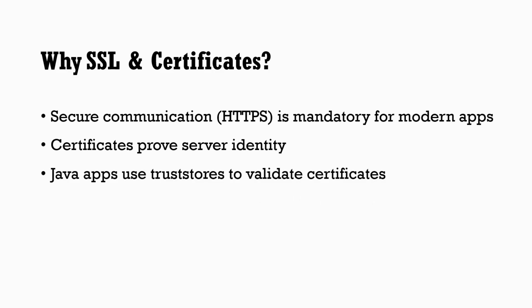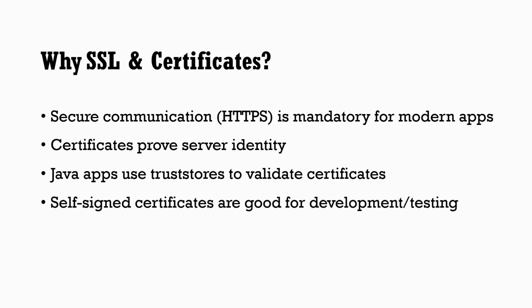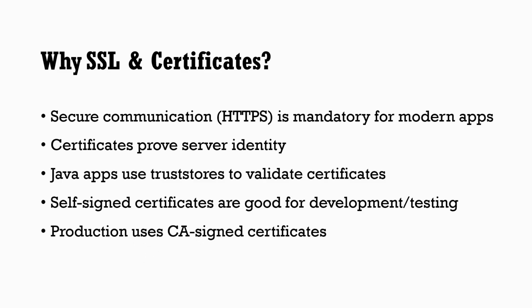In Java, applications use a trust store to keep track of which certificates they trust. Self-signed certificates are great for internal testing or learning purposes only. CA-signed certificates are required for production, where browsers and systems need to verify authenticity.